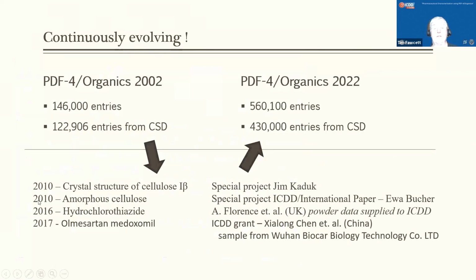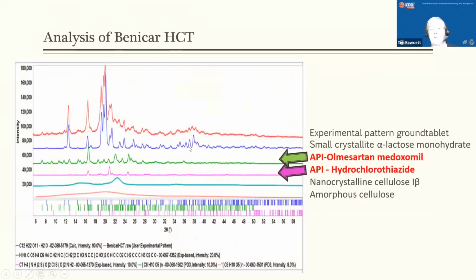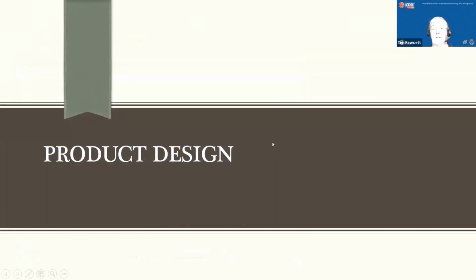So this has been a continuous evolution. And if we go back to our 2002 database, we only had this material, and we've subsequently added these as targeted materials. We went out, we didn't have these materials in the database. We found these materials through different routes and added them to the database. So that's what we mean by a targeted database.